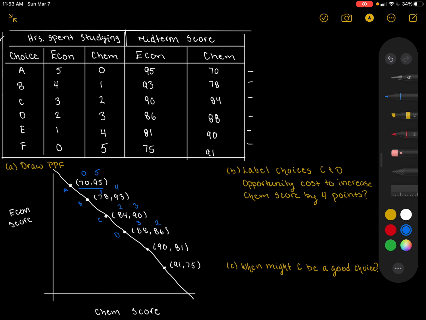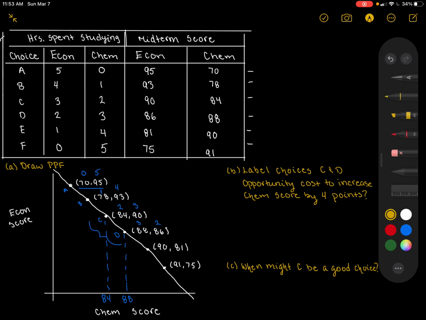Okay, so we could keep going if we would like, but let's go ahead and first take a look at choices C and D in particular, which we just labeled right here. All right, and we want to look at what the opportunity cost would be to increase our chemistry score by 4 points. So you can see within that, we had a chemistry score right down here. We had a chemistry score of 84. At choice D, we had a chemistry score of 88.